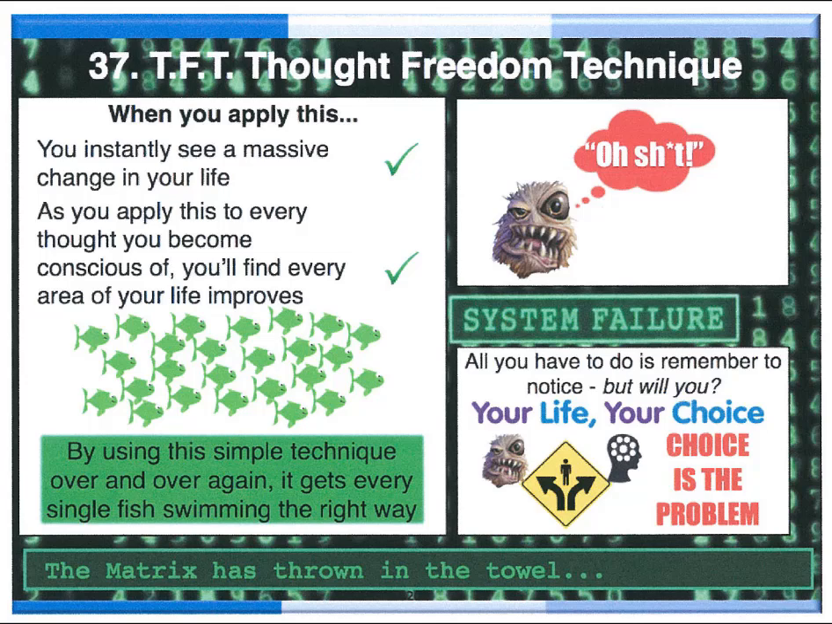This is the one. It's a tiny little technique. But effectively, what this does is beat the matrix. They're screwed, they haven't got a chance. They've thrown in the towel. You beat them with this because it's just so simple.